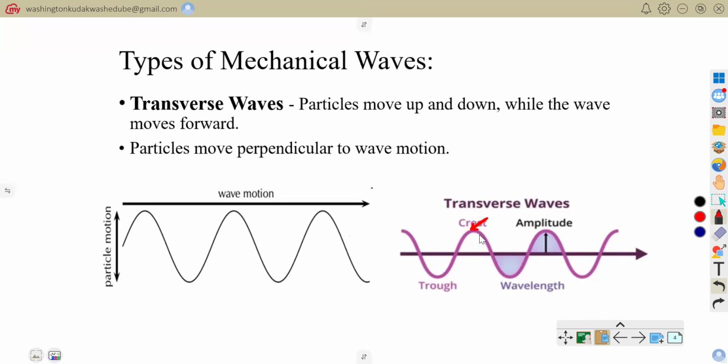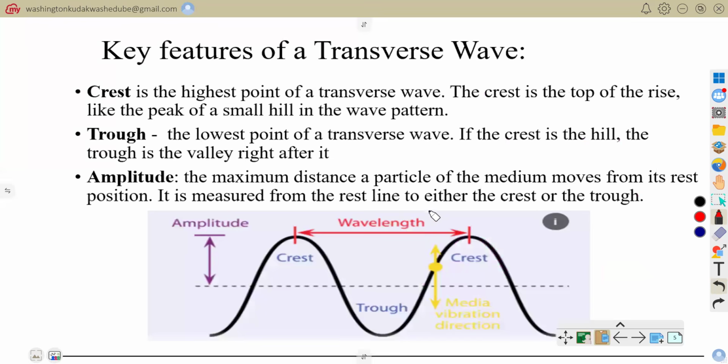This is an example of a transverse wave, where we note a crest, a trough, a wavelength, and an amplitude. Now let's look into the key features of a transverse wave. Within a transverse wave you have peaks, the highest points. The highest point of a transverse wave is what we refer to as a crest.